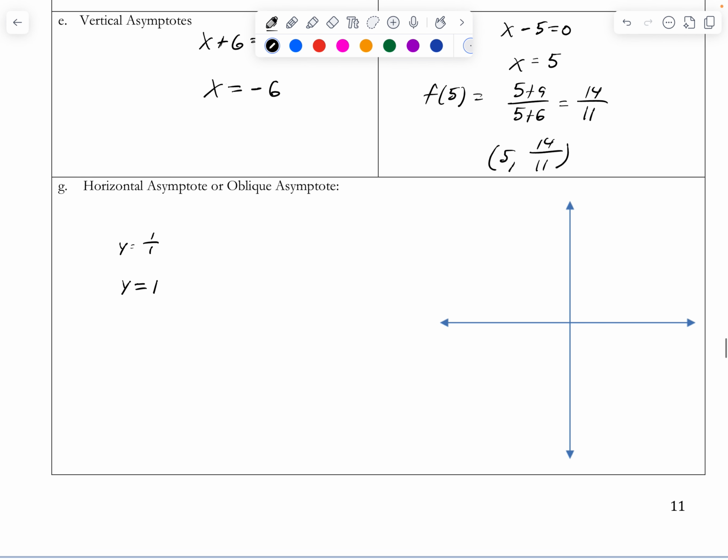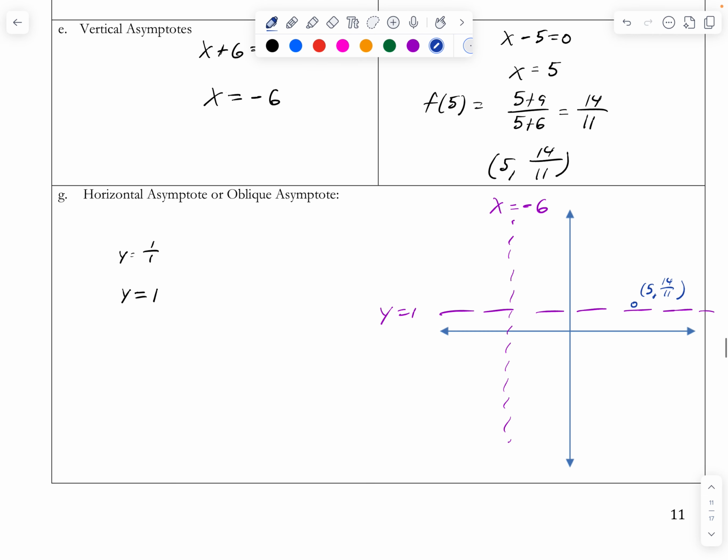All right, so putting these on there, I have y equals 1 for the horizontal asymptote, x equals -6 for the vertical asymptote, 5 comma 14/11, so 5 and a little over 1. It's going to be the hole. Excellent. My y-intercept was 0 comma 1.5, which is 3/2.